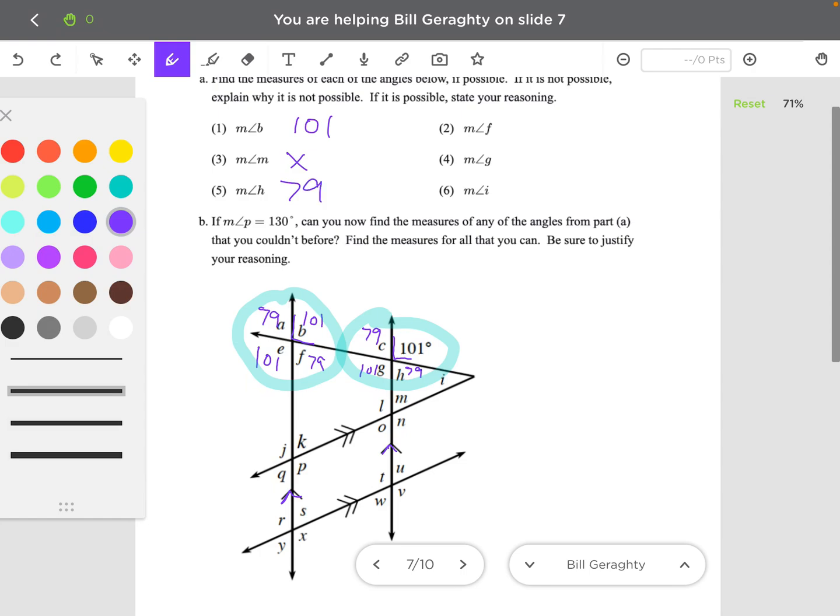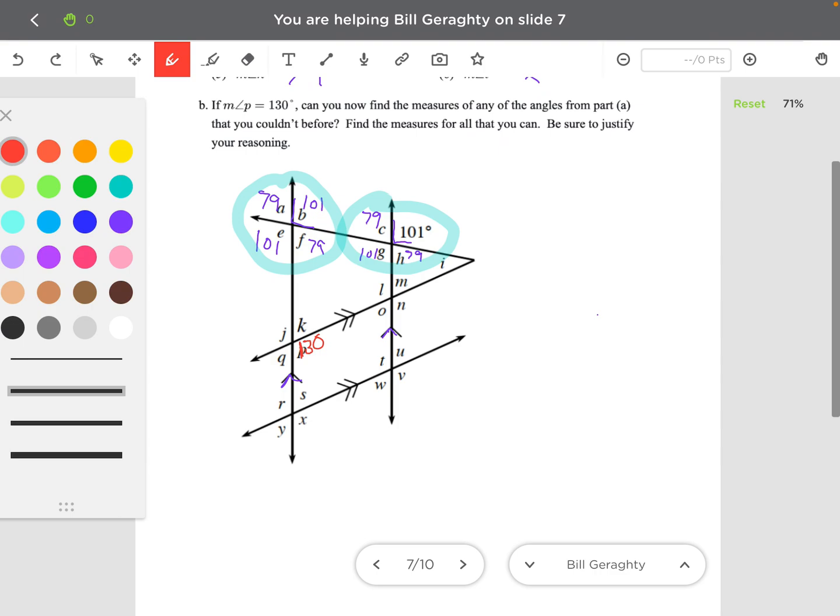H is 79. F is 79. G is 101. And I cannot determine at this time. Okay? So now they're going to give me more information. They're going to tell me that the measure of angle P is 130 degrees. So P is 130 degrees. Can you find the measure of any of the angles from part A?